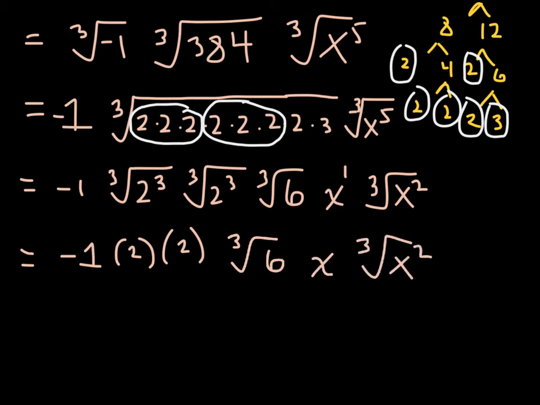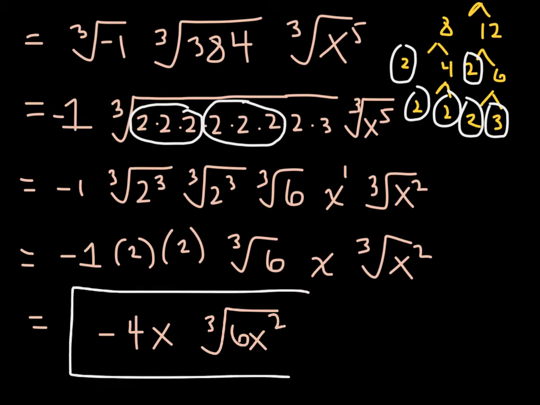So the final answer can be rewritten as negative 4x. 2 times 2 times negative 1 is negative 4. You have an x on the outside as well. And what stays inside is the cube root of 6x squared. All right? I hope you followed that example. That was a lot of fun. So this is the final answer here.